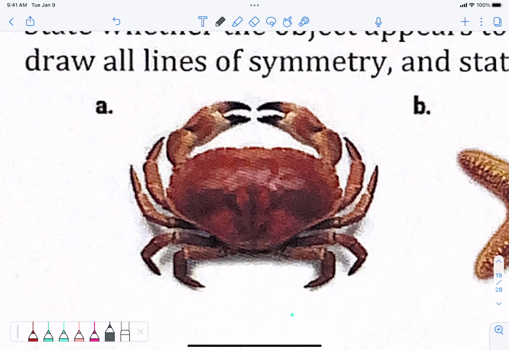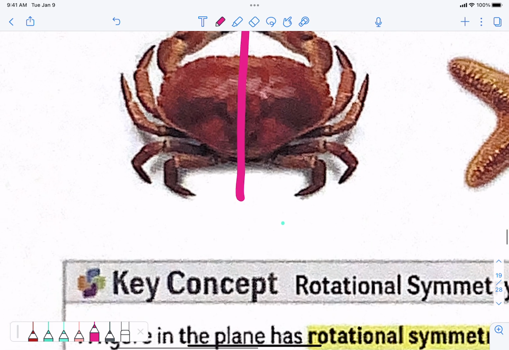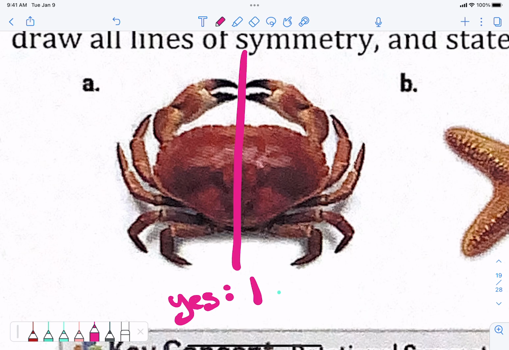Right down the middle. Is that it? Just that one? Yep. Okay, so I would draw a line down the middle and I would say yes, he has 1 line of symmetry and it's right down the middle. Assuming he's symmetric on both sides. We're going to assume that things that are intended to be symmetric in this case are symmetric, like humans.